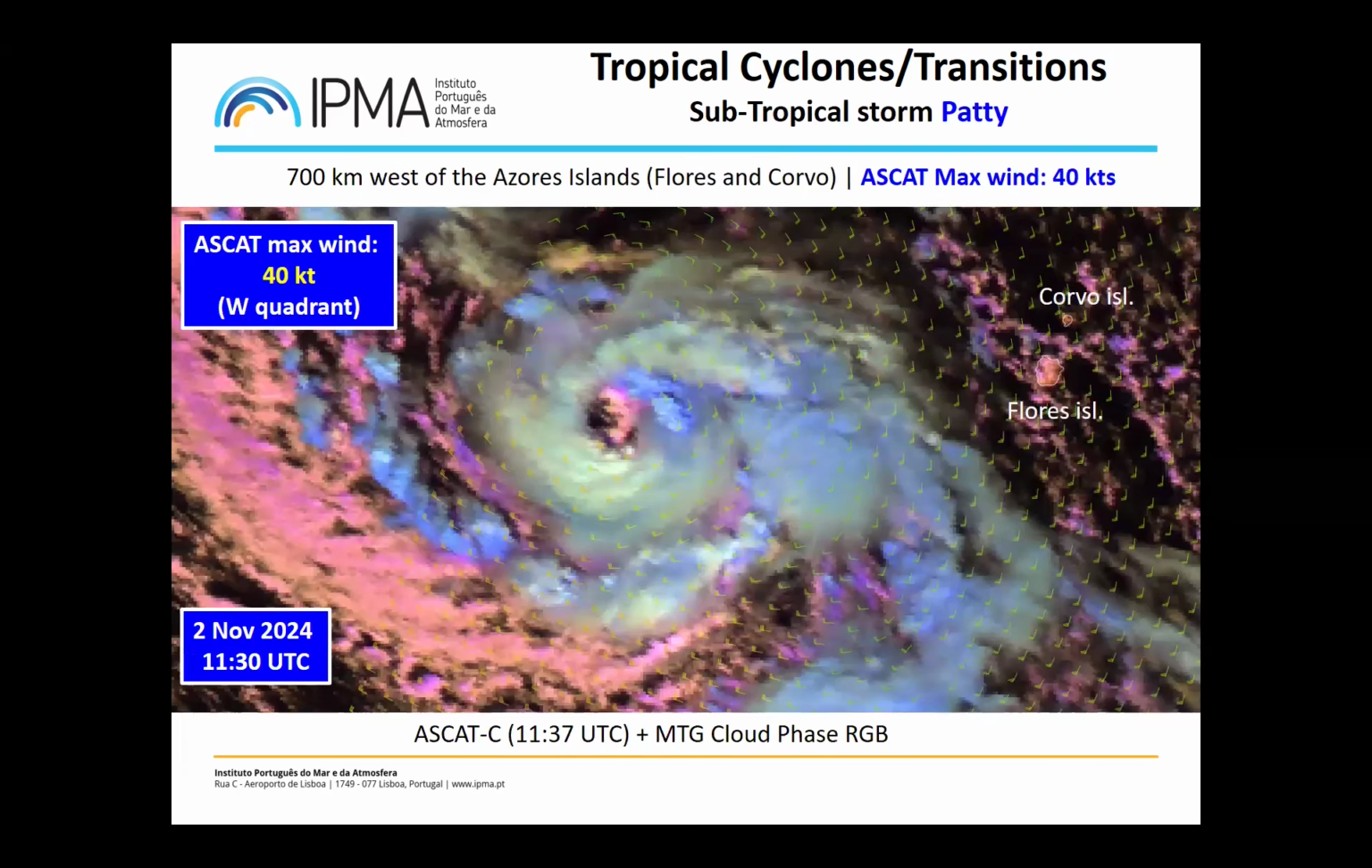Another case in 2024 was subtropical storm Patty, already in November 2024. And in this case, we could measure with the scatterometer winds up to 40 knots in the west quadrant. And you can see also very close to the Corvo and Flores Islands. This is a combination with ASCAT and the Meteosat Third Generation cloud phase RGB.